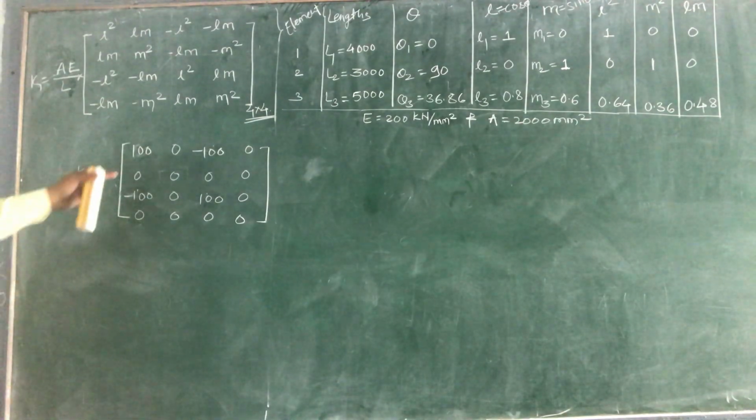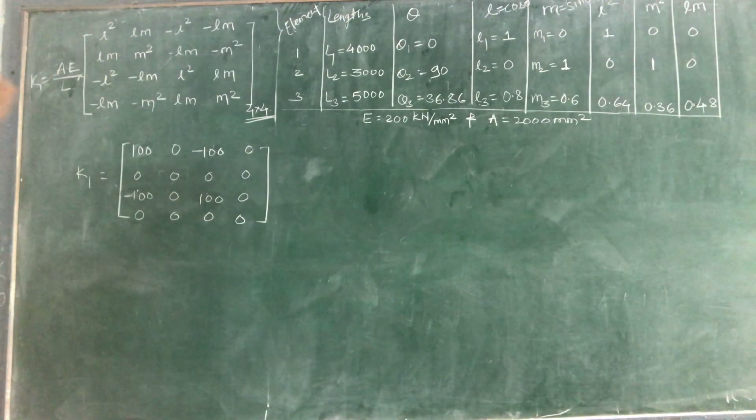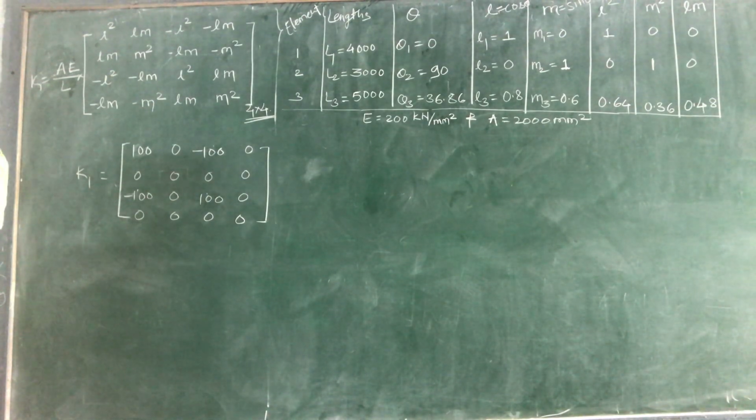So in this way you get your first elemental stiffness matrix K1. K1 is equal to 100, 0, minus 100, 0, 0, 0, 0, 0, minus 100, 0, 100, 0, 0, 0, 0, 0. Okay, this is your first elemental stiffness matrix.